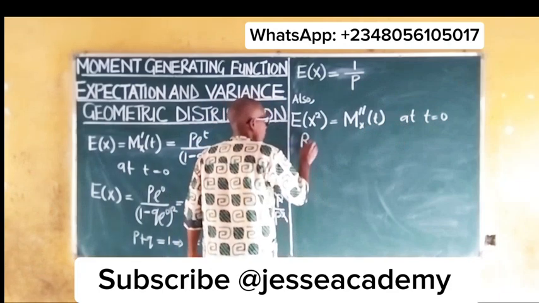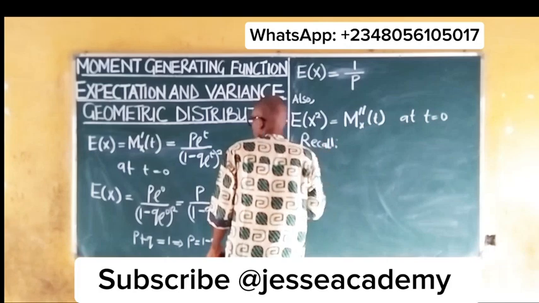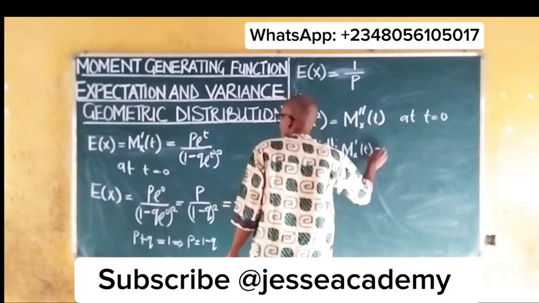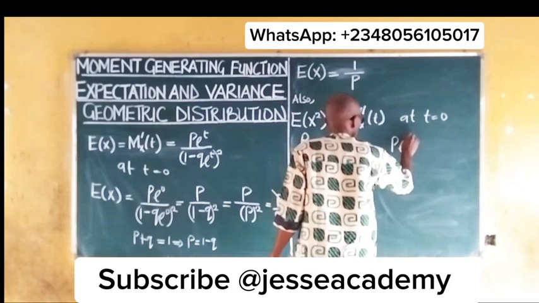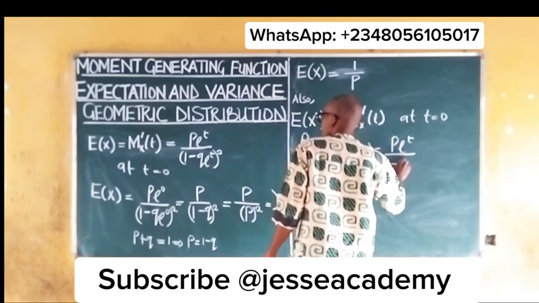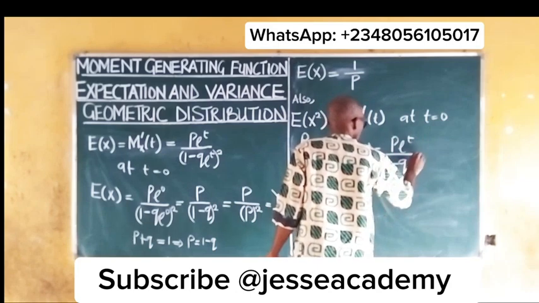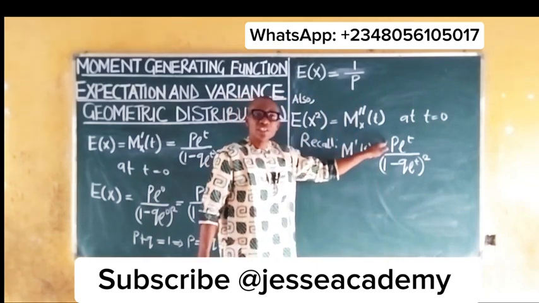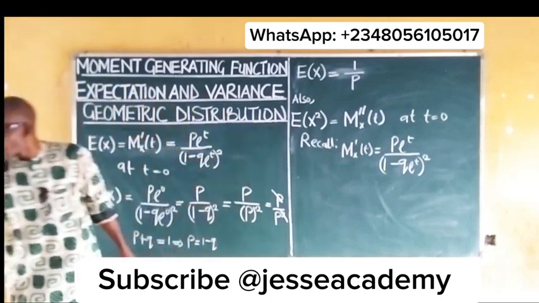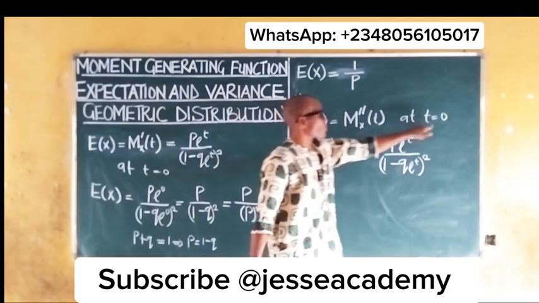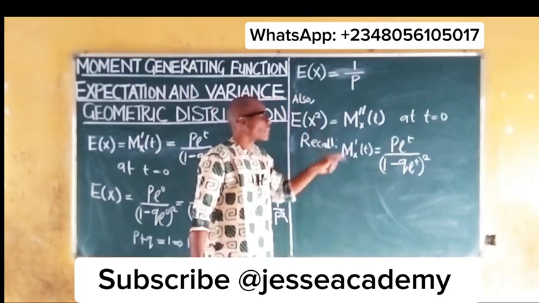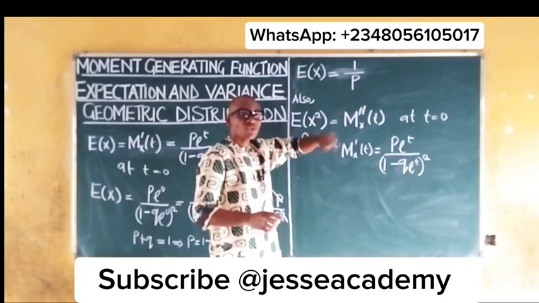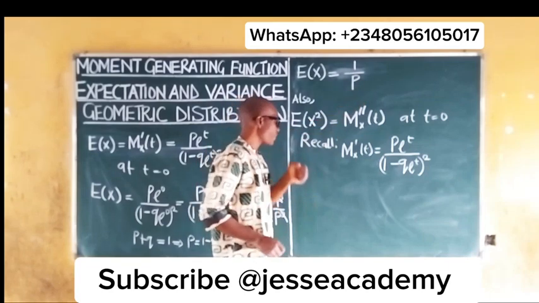So we recall that our first moment is p e^t all over (1 minus q e^t) squared. Of course, we have to differentiate this. As we are differentiating it, we are taking the second derivative. As we take the second derivative at t equal to 0, that is our expected value of x squared. We should also note that the expected value of x is 1 all over p, because we'll recall it when we are looking for our variance.